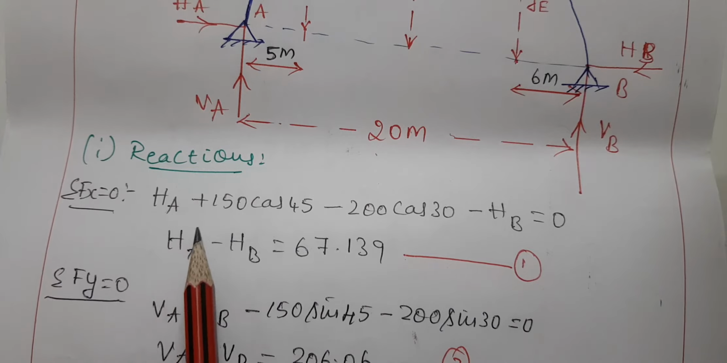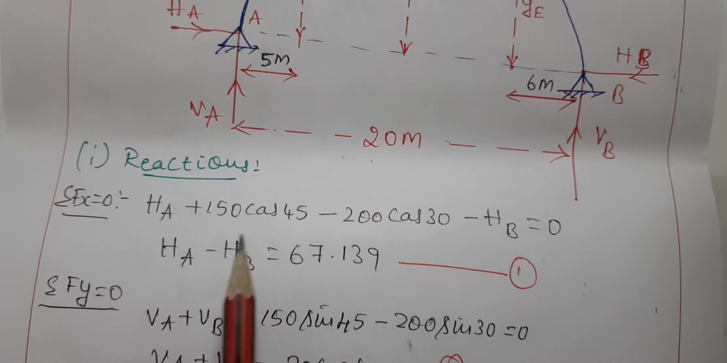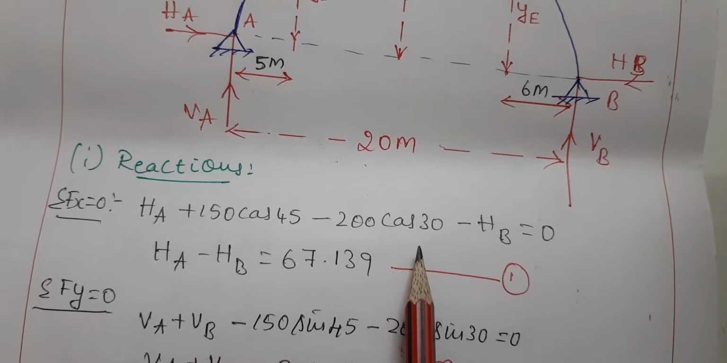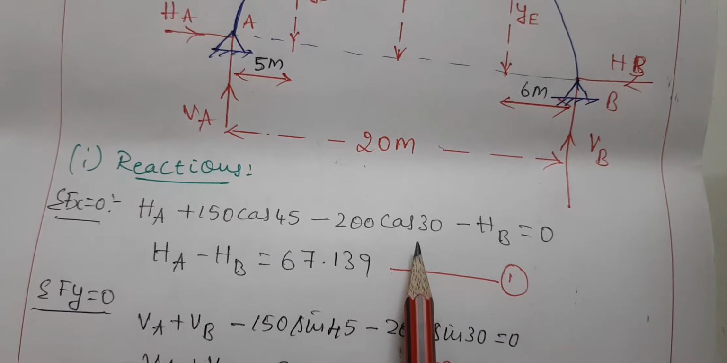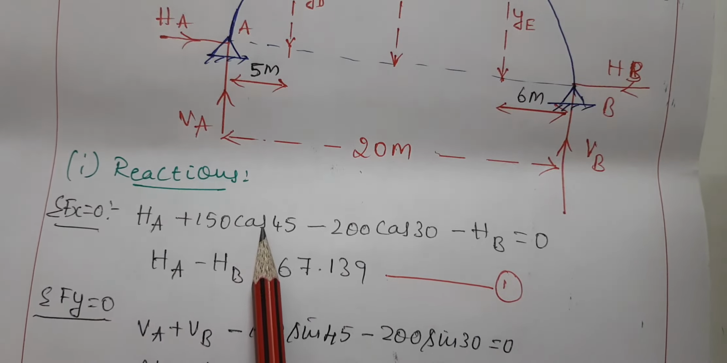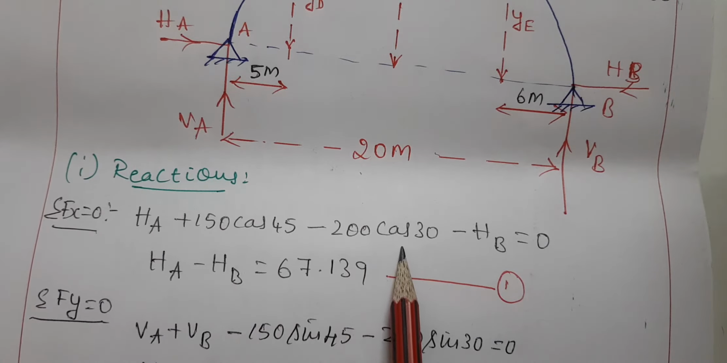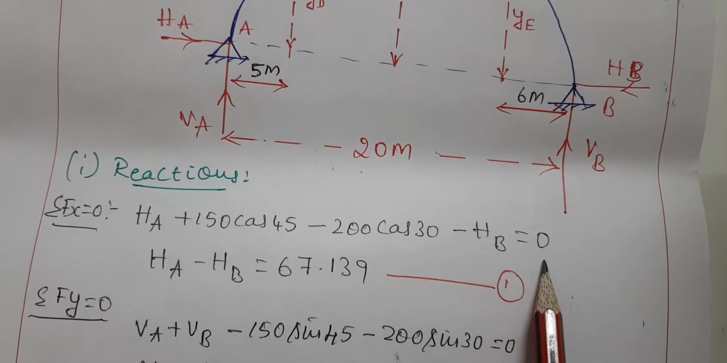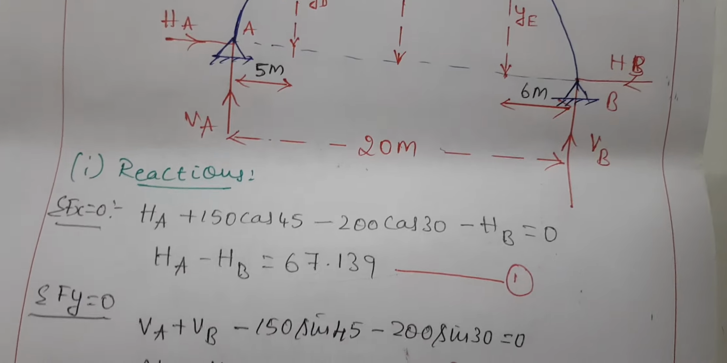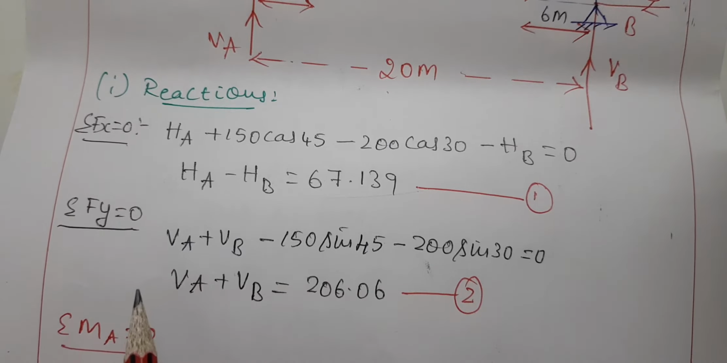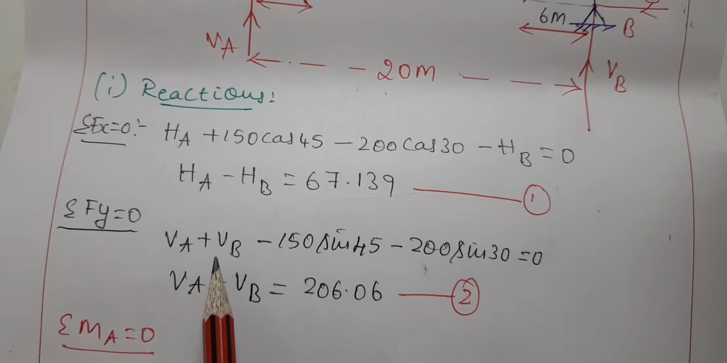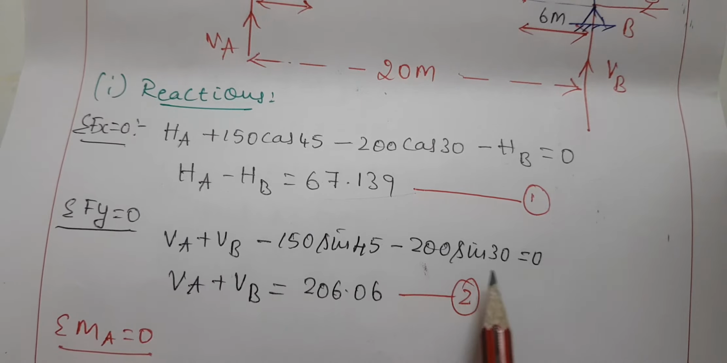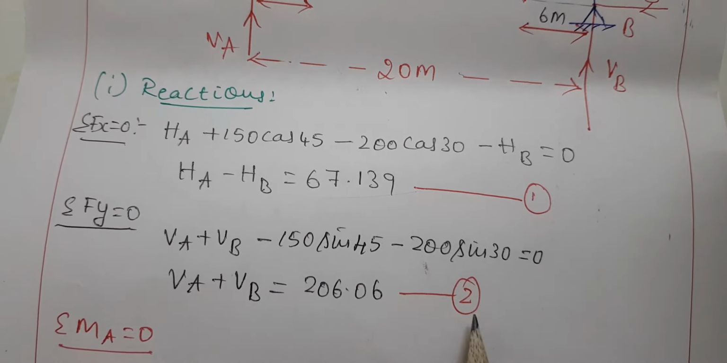So our reaction HA is a horizontal force moving left-hand side, plus 150 cos 45 moving left-hand side, minus 200 cos 30 moving right-hand side, minus 200 sin 30, it is moving left-hand side, and HB moving left-hand side. These are the horizontal forces. These forces are equal to 0. The equation follows. And next condition I am considering is summation of Fy equal to 0. Vertical forces VA plus VB, moving upwards, minus 150 sin 45 minus 200 sin 30, will be equal to 0. I am considering this as an equation.